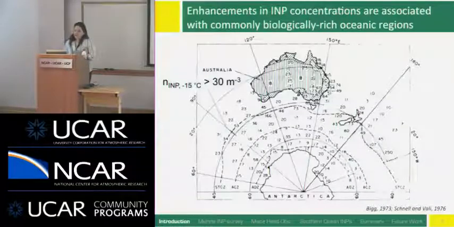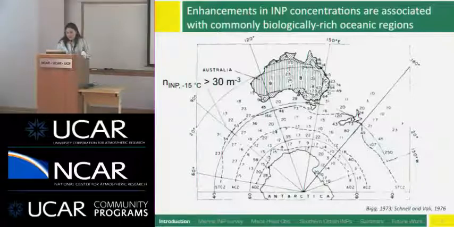But just to take us all the way back to the 70s, this hypothesis, this link between biological activity in the ocean and the ice nucleation activity of sea spray aerosol coming from those oceans, was proposed back in the 70s. This is showing number concentrations of ice nucleating particles per cubic meter of air. And in the shaded regions, they've highlighted, sort of like a contour, these maximum INP concentrations, greater than 30 INP per cubic meter.